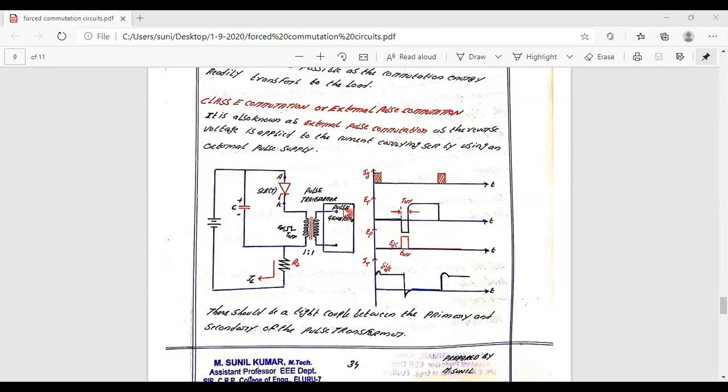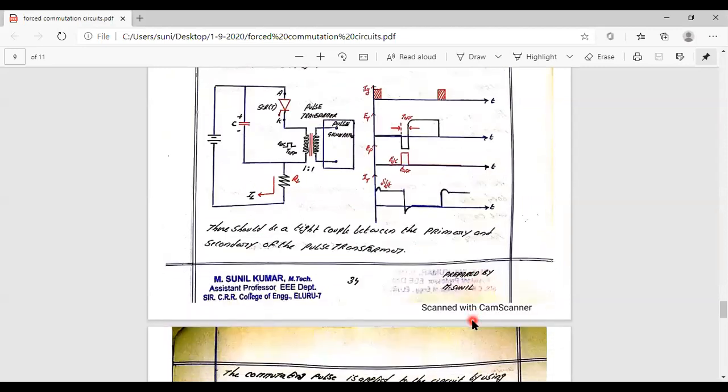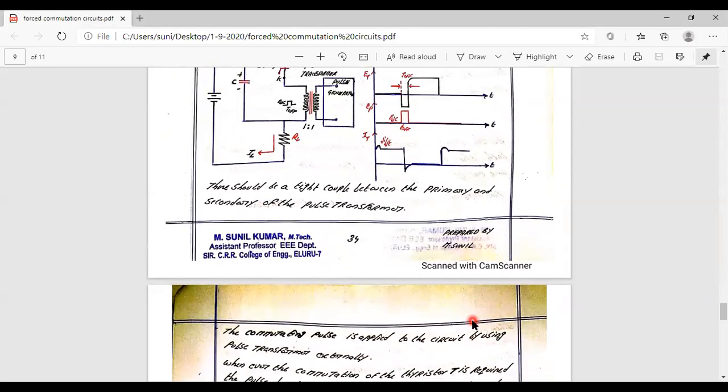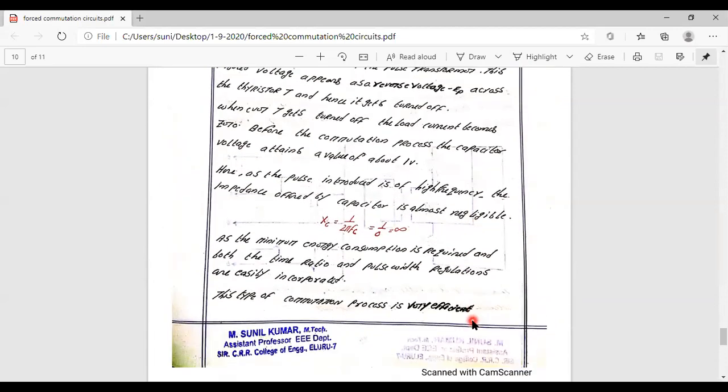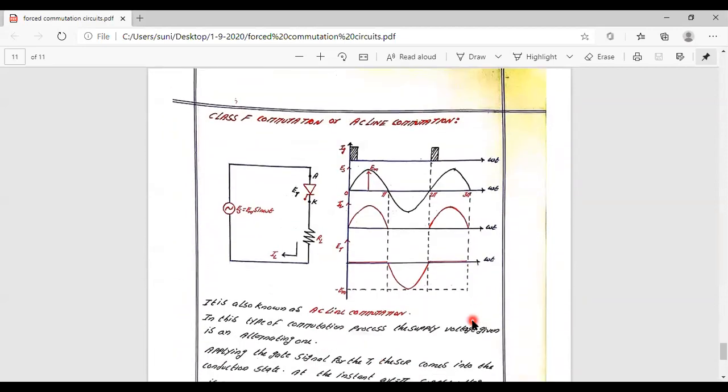In general, this is considered in very few applications. The previous ones are mostly considered, and this is considered in very few applications. Then coming to the last one, that is the class F commutation or AC line commutation. So this comes under the AC line commutation.